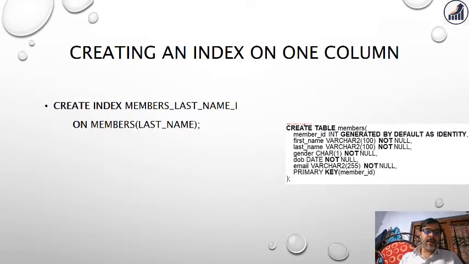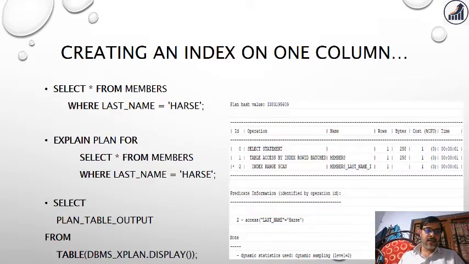To check if a query uses the index for lookup or not, you follow these steps. Run this in your PC. First, create this table members, then create the member index, the members_last_name_i index. Then do the following steps. First, select star from members where last name is equal to Harsh. If you run this query, it will give you some output, but it is not necessary to know from this statement whether the index of the table members is used.